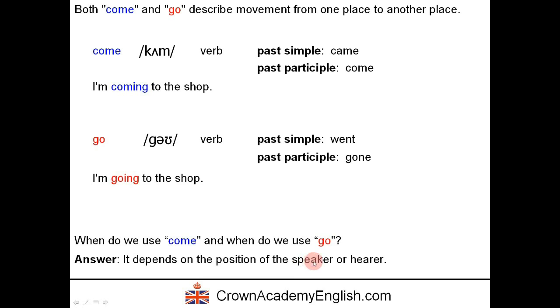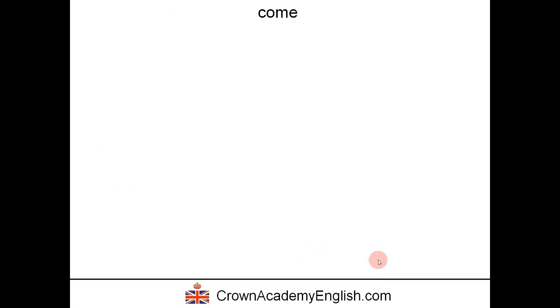So the speaker is the person who is speaking. And the hearer is the other person, the person to whom we are speaking. Okay? So let's start with come. We use come for movement towards the speaker, towards the person speaking.